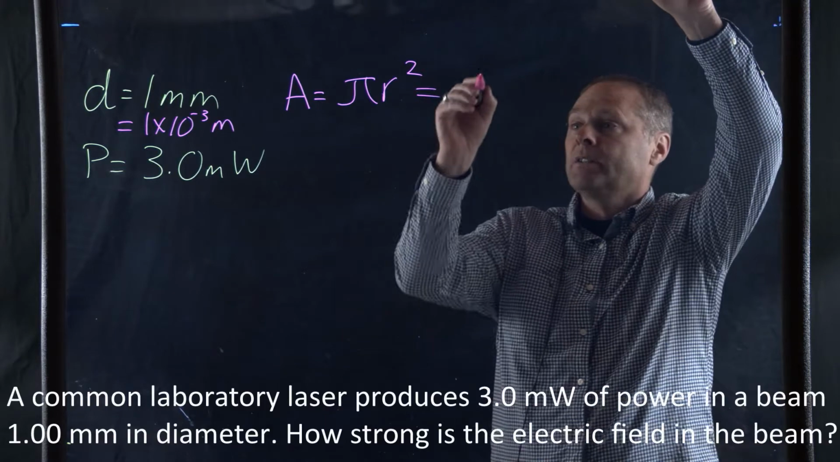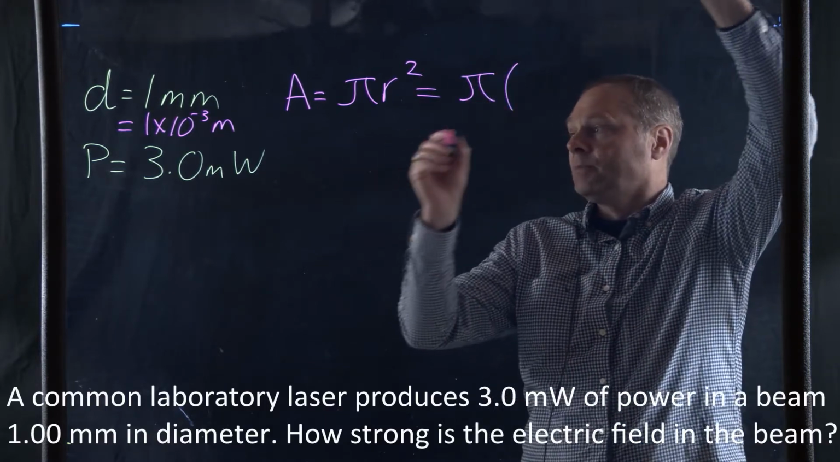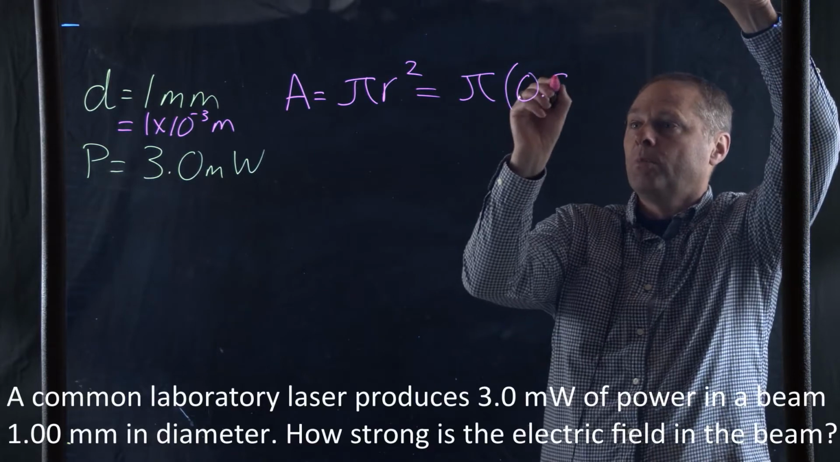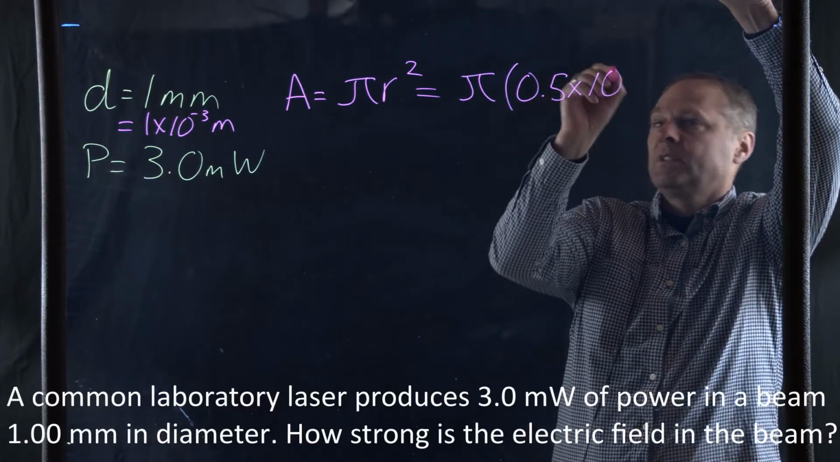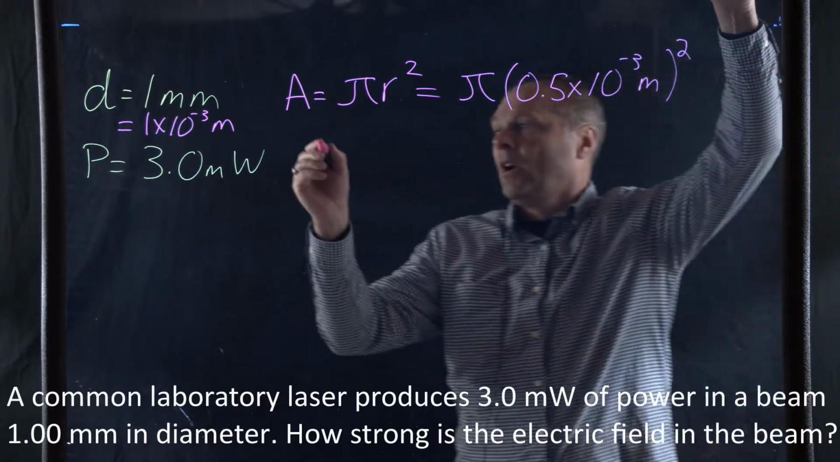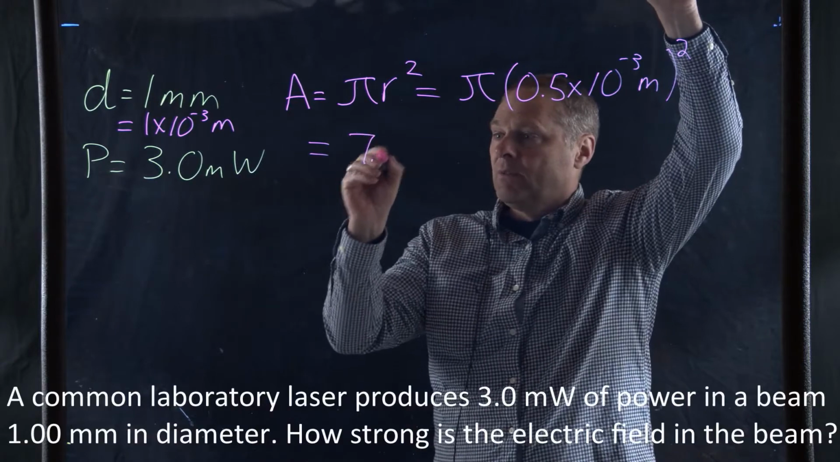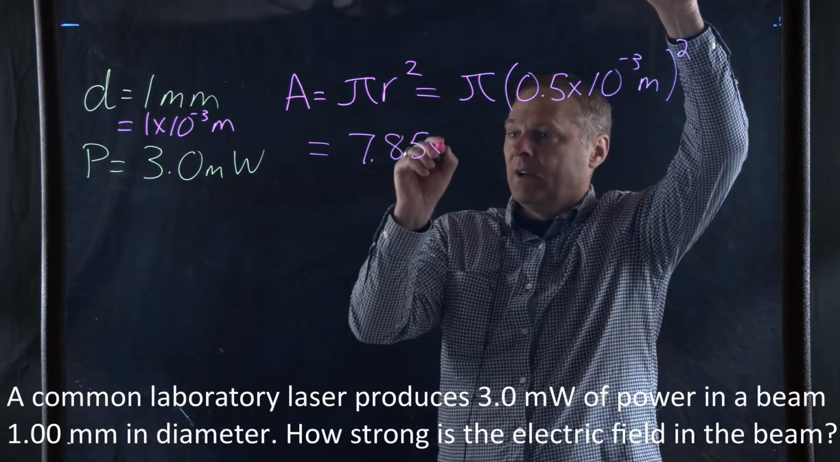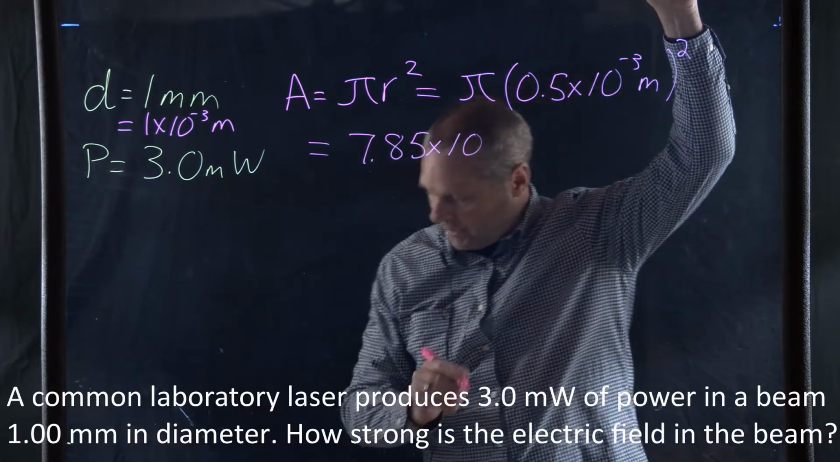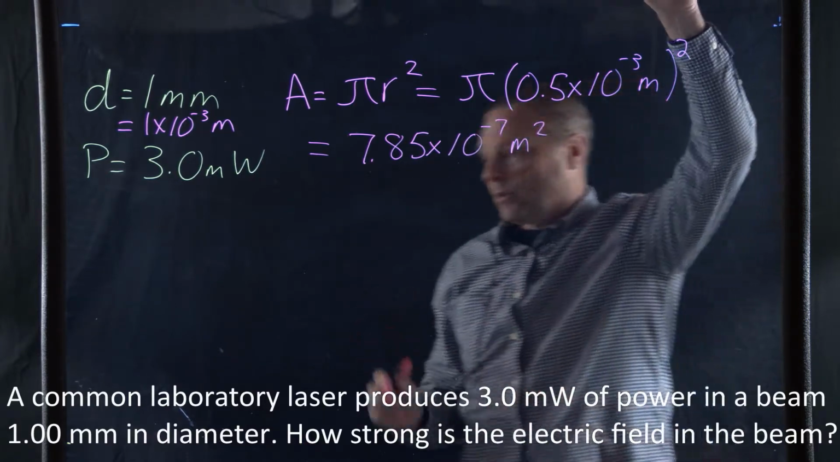And so our area is pi times our radius, which is 0.5 times 10 to the minus 3 meters, squared. Our area then is going to be equal to 7.85 times 10 to the negative 7th meter squared. So that's going to be our area.